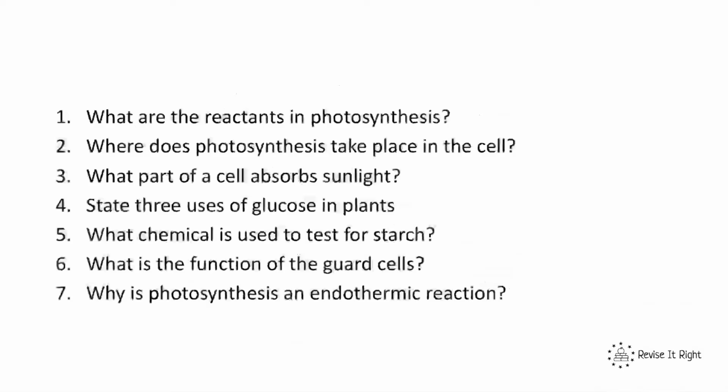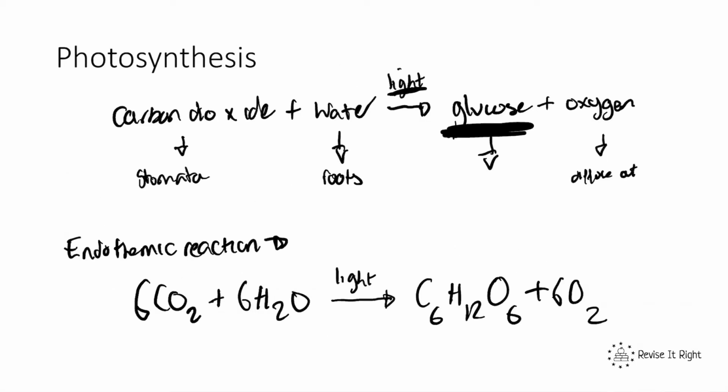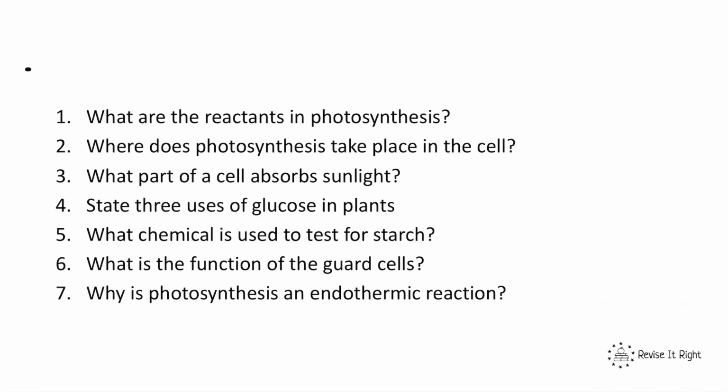Okay, so let's go through these questions. What are the reactants in photosynthesis? Reactants being the things that we are using initially in photosynthesis, the things on the left-hand side of the equation. If we go back to the equation, these here are the reactants, whereas these here are the products. So the reactants of photosynthesis are carbon dioxide and water.